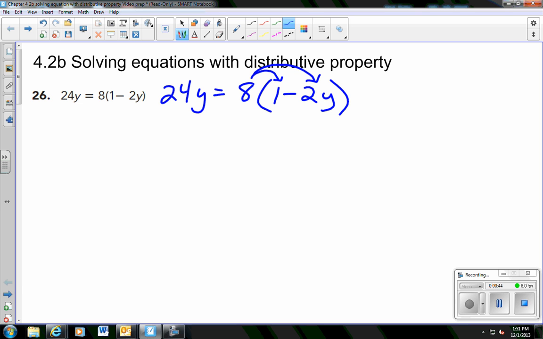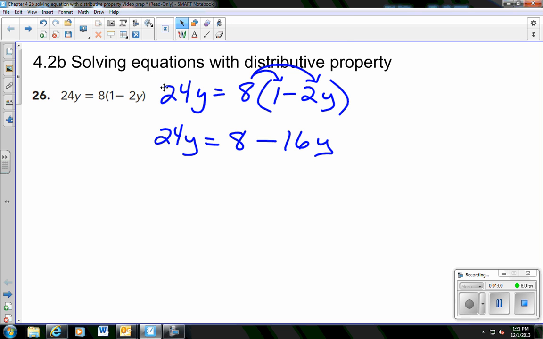So nothing to do on the left side. 24y stays 24y. And then we distribute out. 8 times 1 is 8 minus 8 times 2 is 16y. Okay, 8 times the 2y will give you 16y. Again, always suggested to do the leave change opposite, change subtraction to addition, and make the next number its opposite. So subtracting 16y is the same thing as adding negative 16y.